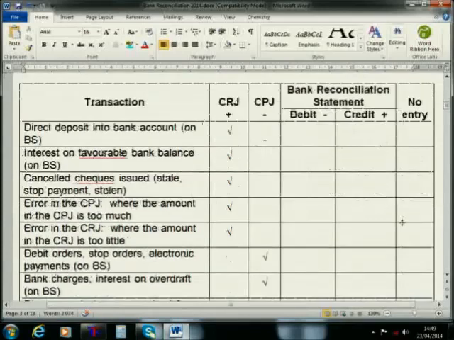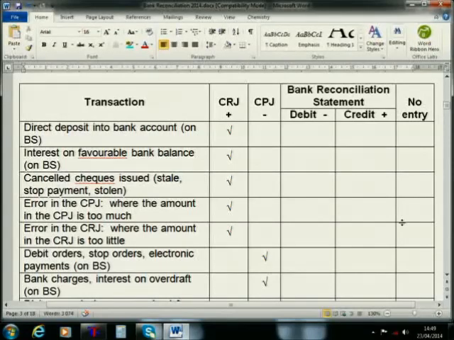Okay, I've got a CRJ and a CPJ, with a plus in the bank and a minus in the bank. I've got the bank reconciliation statement where the minus is on the debit side and the plus is on the credit side, and I've got no entry. There's a direct deposit into the bank account. We saw that on the bank statement. So where are we going to put it? In the CRJ. That's why we are going to put it in that column.